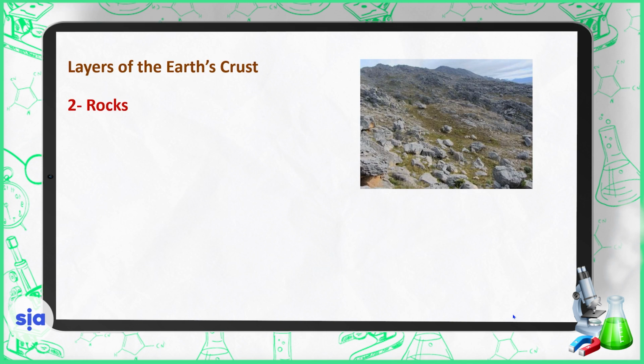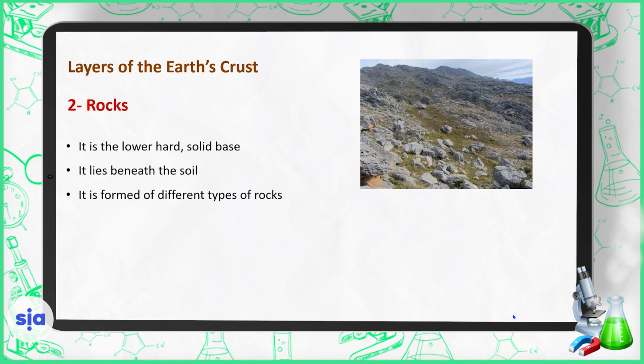The second layer is the rocky base. It is the lower hard solid base. It lies beneath the soil. It is formed of different types of rocks. It does not allow the extension and growth of plants' roots downward.